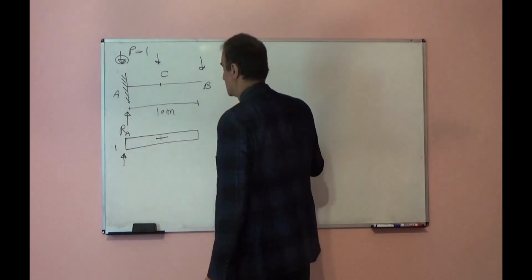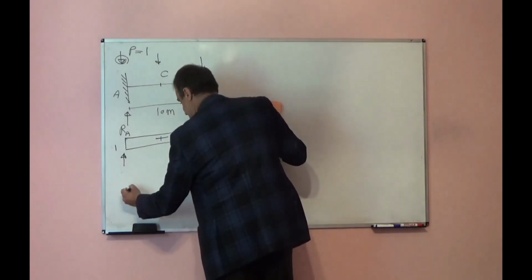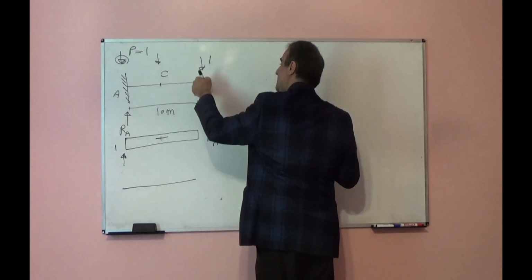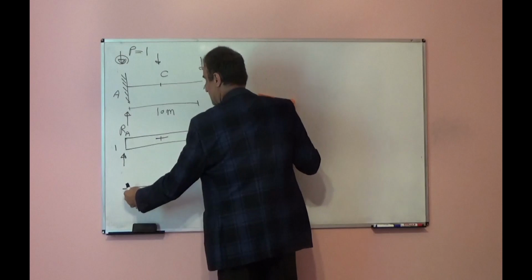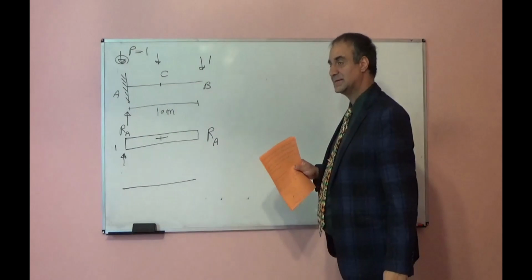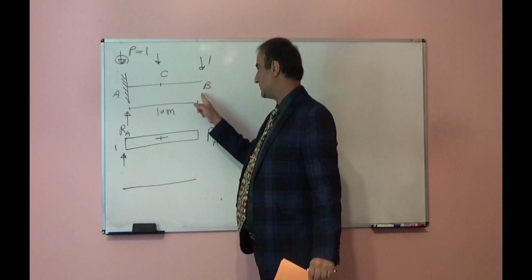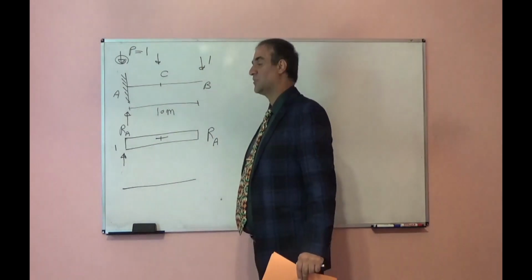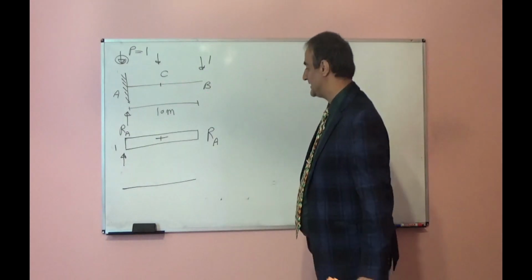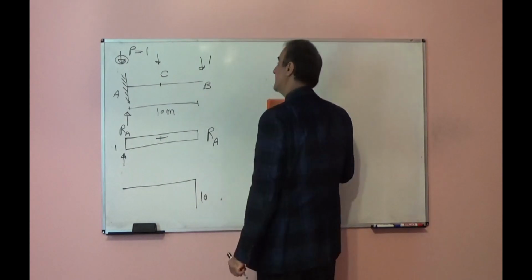Moment at point A. So this is the reaction at A, now the moment at A. If I put load 1 at point B, what is the moment at point A? It will be 1 times 10. So if I put load 1 at point B, the moment at support A will be 10, because 1 times 10 will be 10, and it will be negative. So here will be 10.